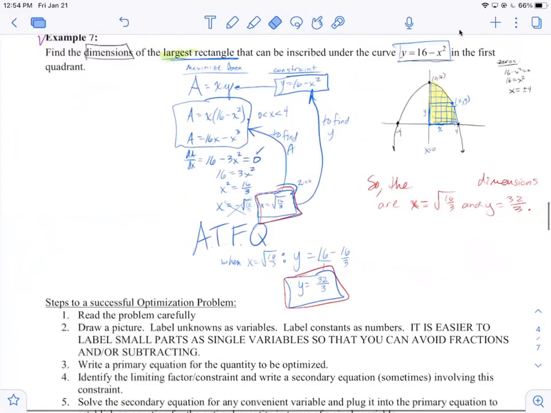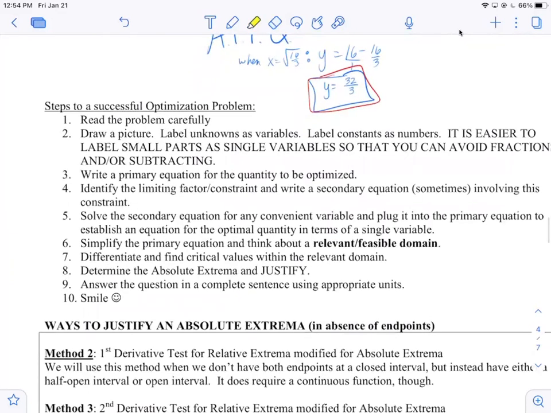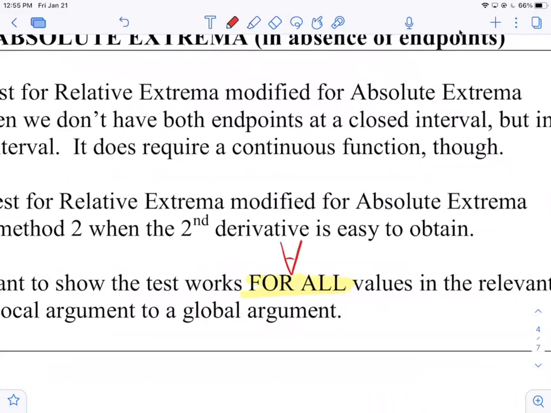Okay, good. So if you want to read this, these are steps to an optimization problem. And I just want to remind you that the last step, if you're not already doing it all the way through, is to smile, okay? And look at number 9, answer the question in a complete sentence using appropriate units. This just summarizes the other 2 ways to justify in the absence of endpoints. You got to say for all, okay? Those are global arguments, for all.